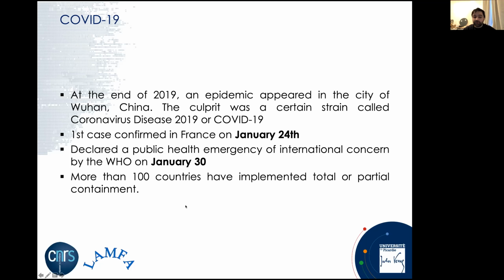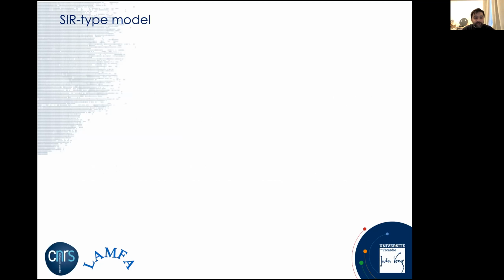Most of the countries in the world have implemented some total or partial lockdown. In France, we have a second lockdown now, which is very light actually. And what is the idea of the mathematical model behind COVID-19? There are many kinds of models, many things have been developed. People use other kinds of models, but I will talk only about the SIR type model.